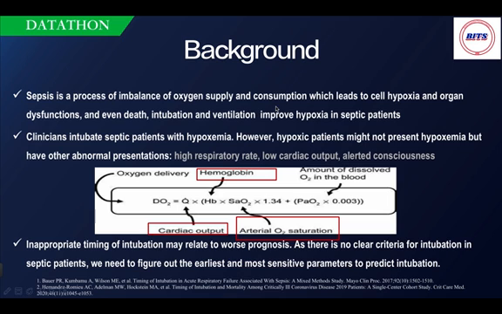Sepsis is a process of imbalance of oxygen supply and consumption, which leads to cell hypoxia and organ dysfunction and even death. Intubation and ventilation improve hypoxia in septic patients. However, clinicians intubate septic patients with hypoxemia. But hypoxic patients might not present hypoxemia, but have other abnormal presentations.